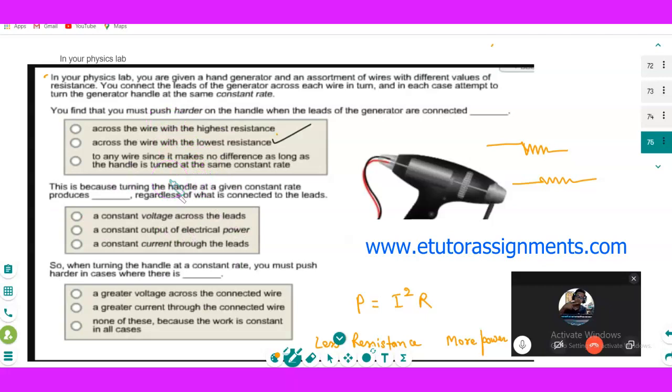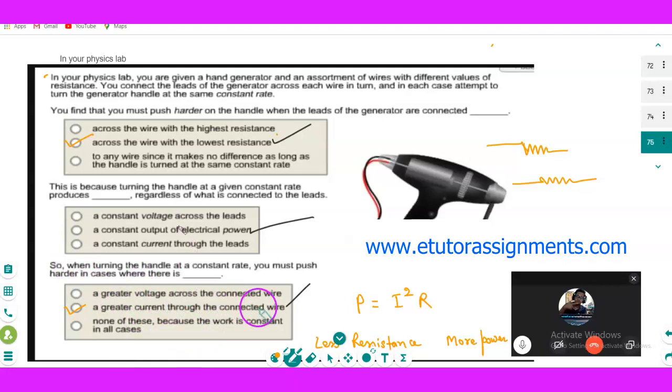Why? Because we are not decreasing the speed. This is because turning the handle at a given constant rate produces a constant output of electrical power, regardless of what is connected to the leads. So when turning the handle at a constant rate, you must push harder in cases where there is a greater current through the connected wire.